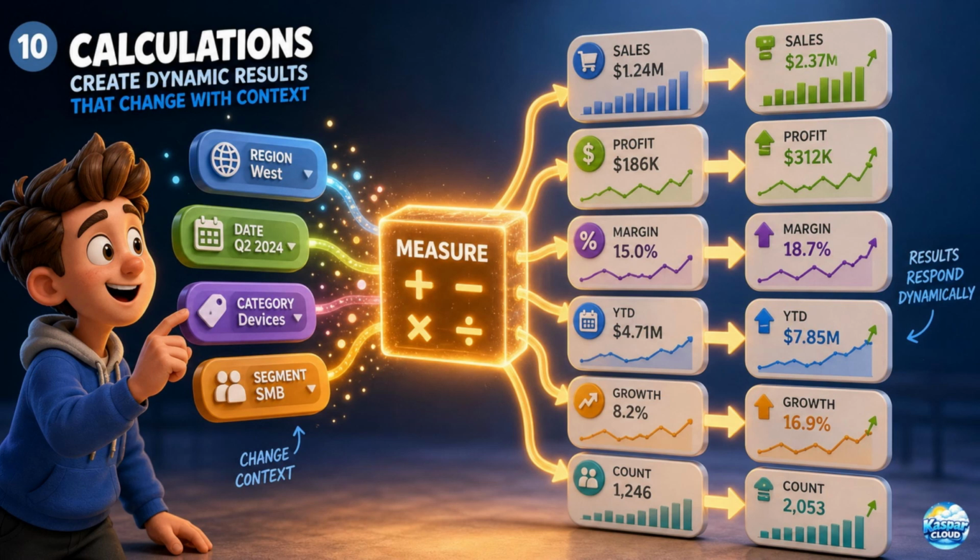Unlike static calculated values, measures automatically respond to filters, slicers, report context, and user interactions. This means a single measure can return different results depending on the selected region, date range, product category, customer segment, or other filtering conditions applied by the viewer.